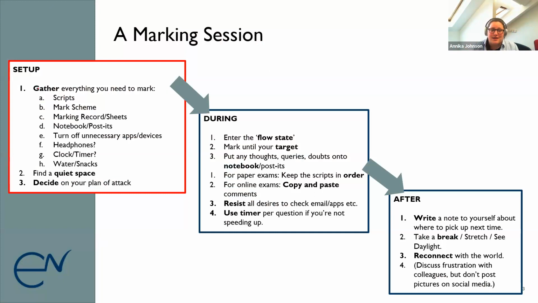Chris mentioned some of these earlier, right? So obviously you've got scripts, you've got mark schemes, marking record sheets. I also like to keep a notebook around or post-it notes. Sometimes when I'm marking other people's exams, especially in the early stages, I find myself coming up with questions like, is that the shift of the curve they intended, or is this alternative shift okay?